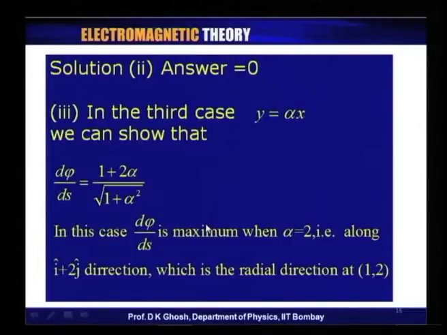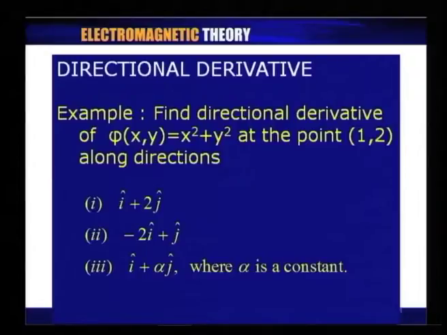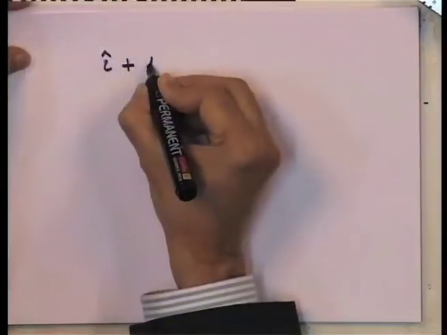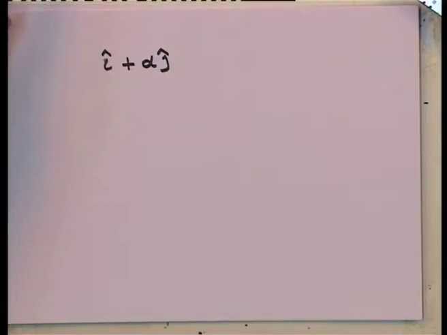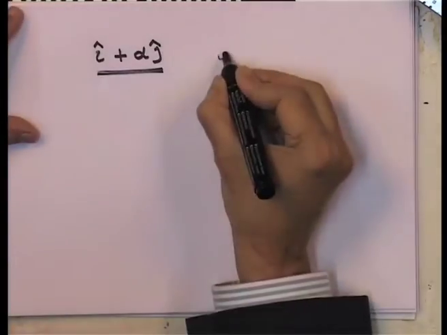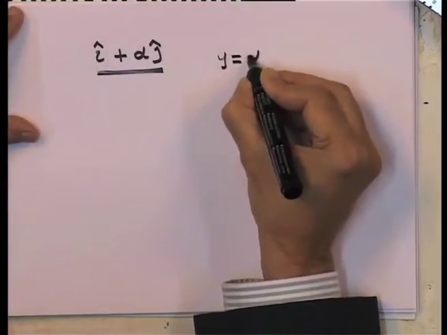The second part of the problem I will not do, but I would expect you to do it as an exercise. But I want you to look at the third problem a little carefully. Here, what have we asked? We asked that we want it along the direction i plus alpha j, where alpha is a constant. Now, along this line, y is equal to alpha x.